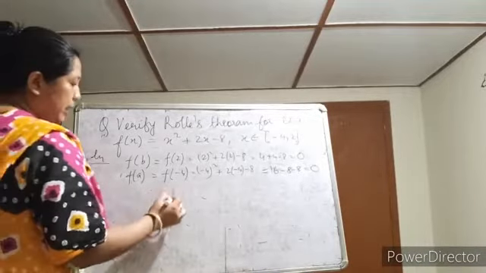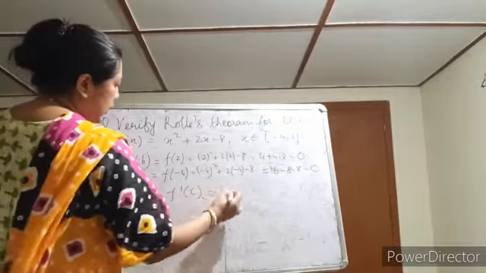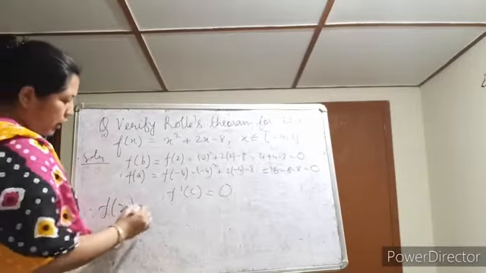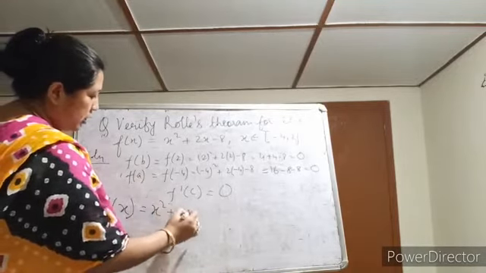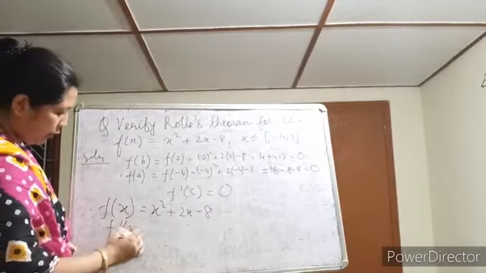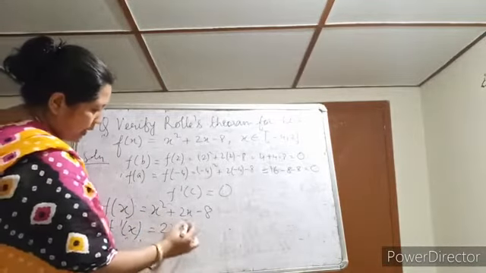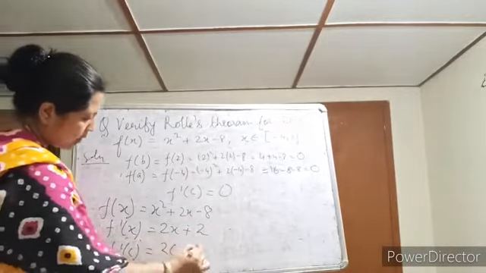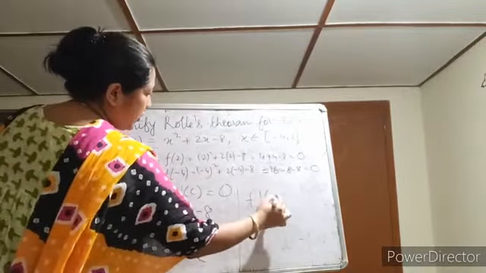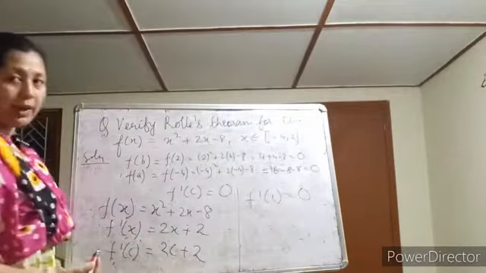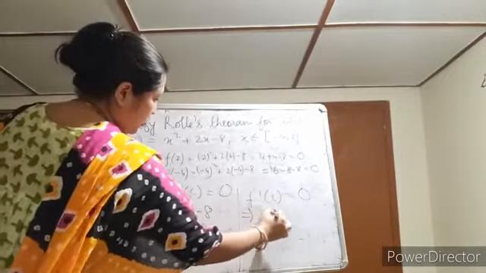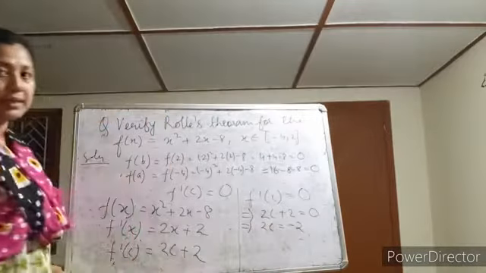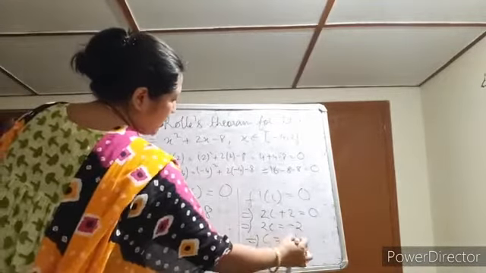Therefore we can conclude that there will be a value c with this condition where f dash c will be equal to 0. First of all we take the original function and do our first derivative. So x square gives 2x and 2x gives 2. So f dash c will be 2c plus 2. Now we compare f dash c with 0, that is, 2c plus 2 equals 0, that is, 2c is minus 2. That means our c value is minus 1.